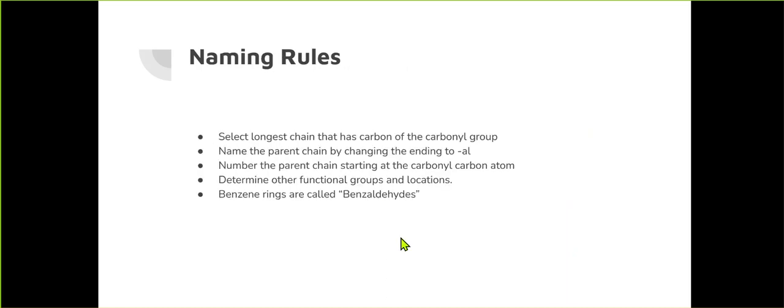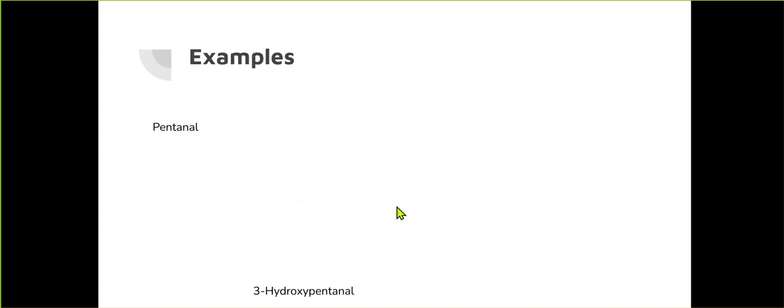So naming rules of aldehydes. You select the longest chain that has the carbon of the carbonyl group. Just kind of like we've been doing with all of our other naming. You name the parent chain by changing the ending to al. So if you remember, alcohol was all, O-L, now it's al, A-L. You number the parent chain starting at the carbonyl carbon atom. You determine other functional groups and locations. And benzene rings are called benzaldehydes, is their base name. So that is one kind of an exception.